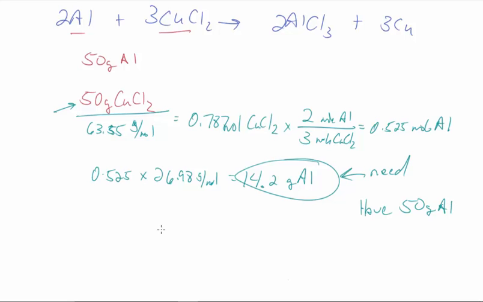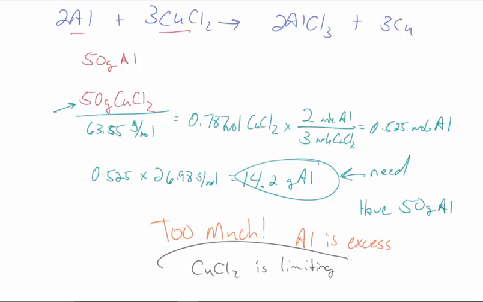We have too much. And so in this particular case, we would say aluminum is excess because I have too much of it, and by default, that means CuCl2 is limiting, and what's going to happen is that the CuCl2 is going to limit the amount of products produced. And so at this point, any calculation that involves converting to a product, like asking how much of a product is produced, how much of this am I going to get theoretically, we would have to use the limiting reactant to do any calculations for the products.